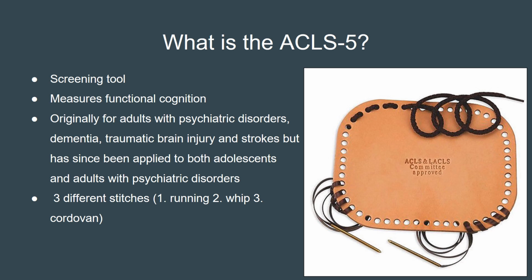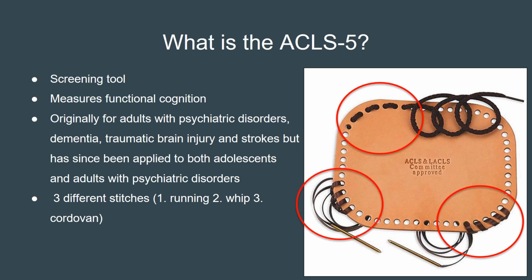The purpose of this assessment tool is to provide a quick estimate of an individual's learning and problem-solving abilities during performance of 3 visual motor tasks of increasing complexity. This task consists of 3 different stitches: the running stitch, which is the least difficult of the 3, the whip stitch, which holds a medium difficulty, and the last being the Cordovan stitch, being the most difficult of the 3.